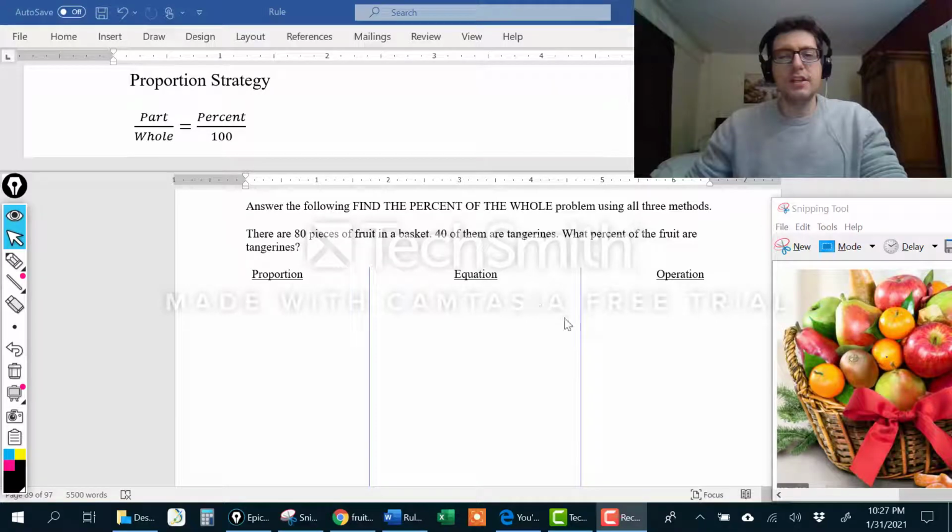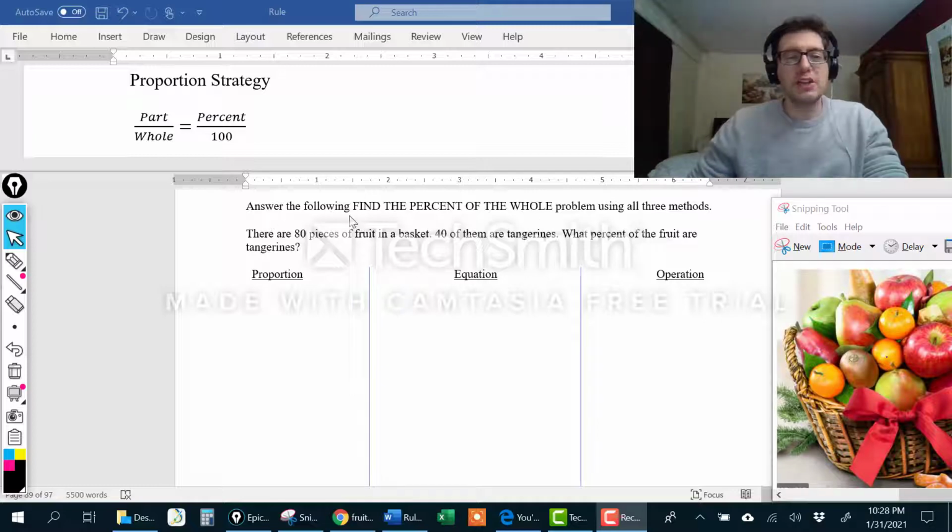Hi everybody, in this video we're going to answer a type of percent word problem which I call a find the percent of the whole problem. So answer the following find the percent of the whole problem using all three methods being the proportion strategy, the equation strategy, and the operation strategy.